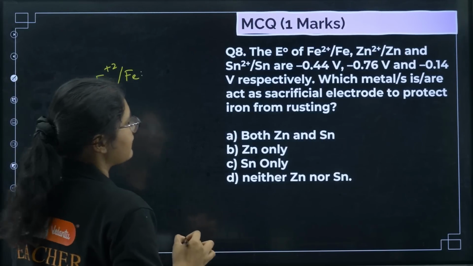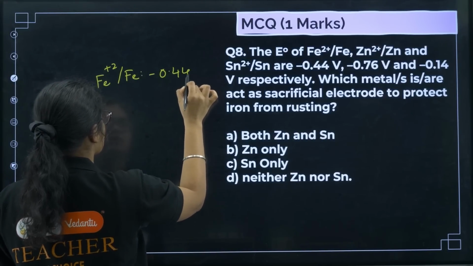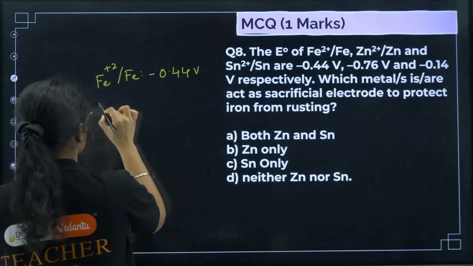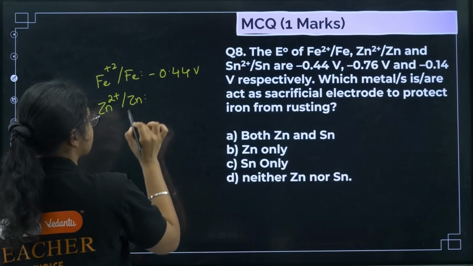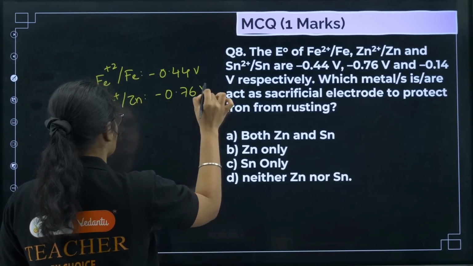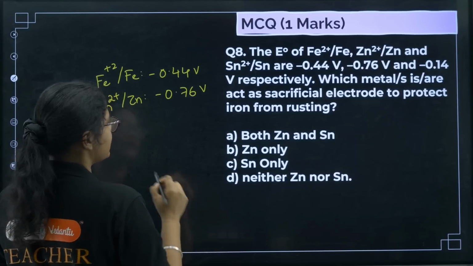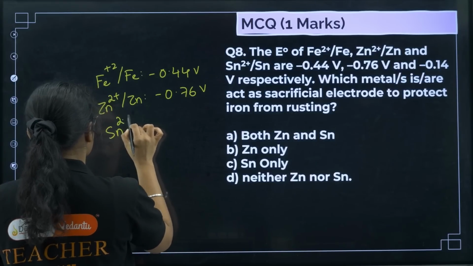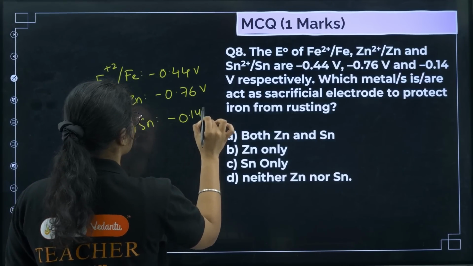Fe2+ is having how much? 0.44. Okay. Then you have Zn2+, and that is your minus 0.76. Then we have, what is it, Sn2+, and this is minus 0.14 volt.